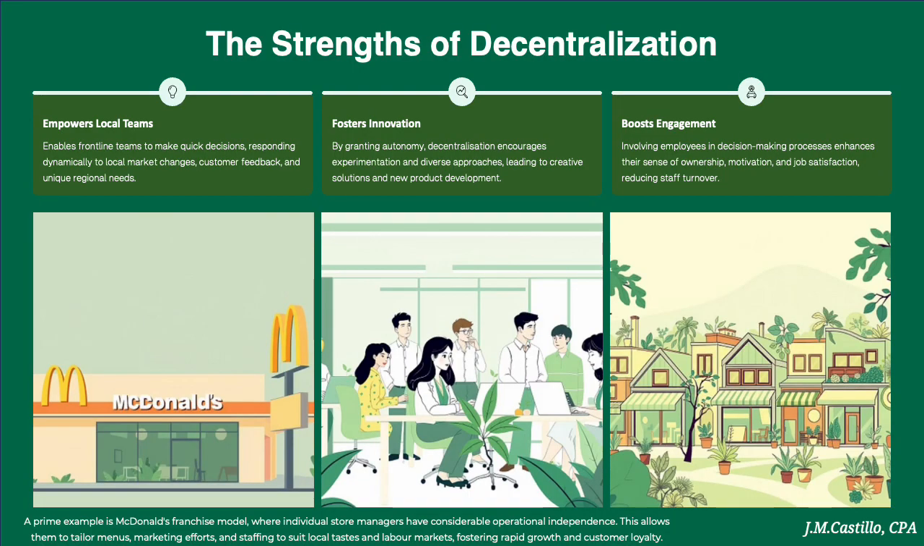So moving forward, we do have the different strengths of decentralization. Number one, the strengths or advantages, is it empowers local teams. As mentioned earlier, since the work was delegated to different units or teams, it empowers local teams. Since the work is delegated, it enables frontline teams to make quick decisions. As we mentioned earlier, decisions are faster when the one deciding is directly related to the operation.